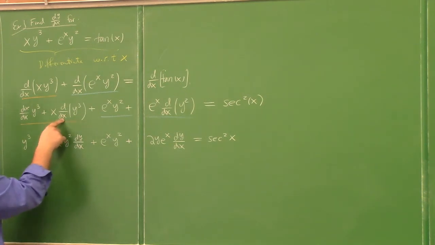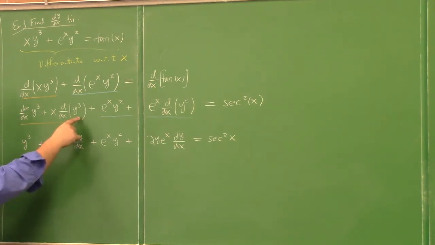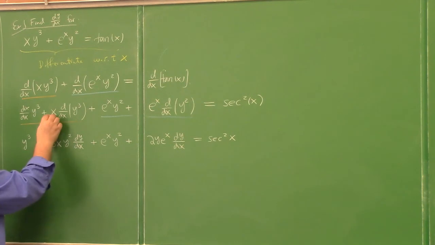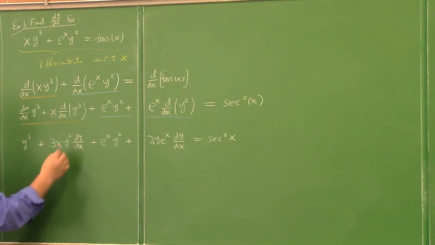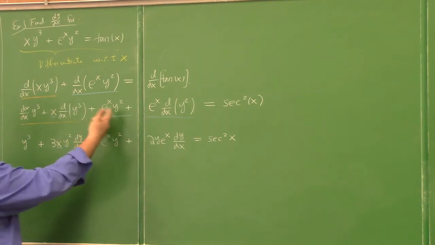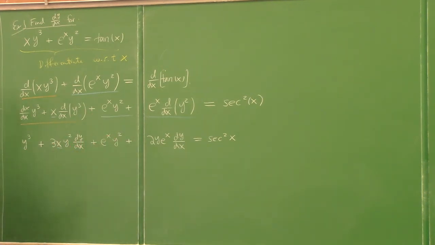But this is differentiating with respect to x, y cubed. So I have to do the chain rule. And here it's the cube function. So I get 3y squared times the derivative of the inside function here, which was y. So the x just rides along, right? So this x is that x. Next, I have e to the xy squared, which is still what it was.